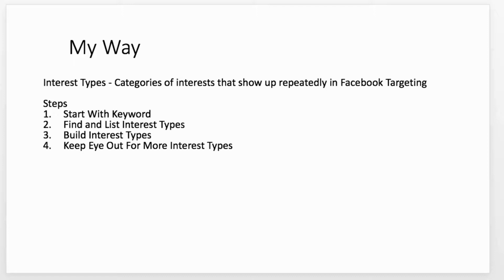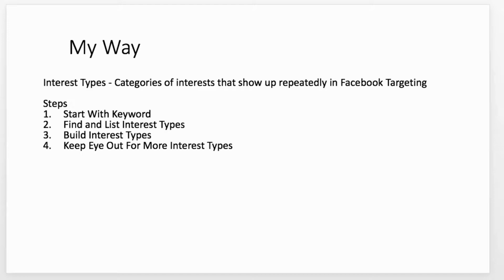And so interest types are what I call, and I've made this term up. If you hear somebody else talk about it, it's probably not the same thing. If it is, then they probably learned it from me, because I made this up on my own. So interest types are categories of interest that show up repeatedly in Facebook targeting. I'm going to show you how to do this here in a little bit, but right now I'm just going to break it down so we can get a mental understanding with words of what this actually is. They're categories of interest that show up repeatedly in Facebook targeting.